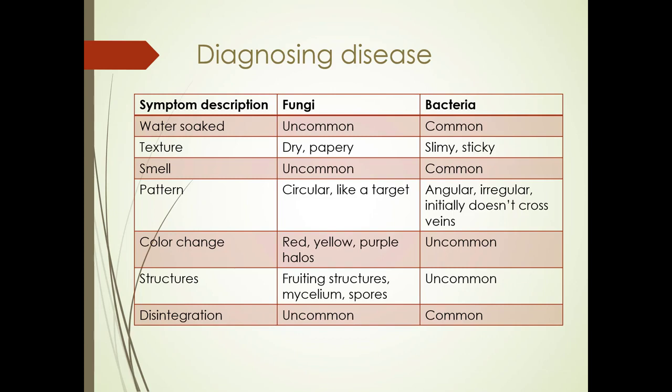Fruiting structures are very uncommon for bacteria. Fruiting structures such as mycelium and spores are found in fungi. And tissue disintegration is uncommon in fungi and common in bacteria.